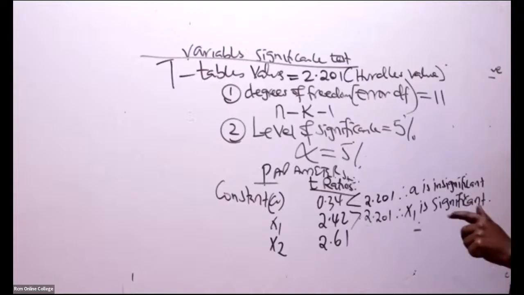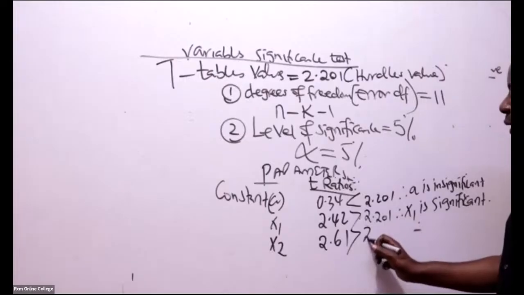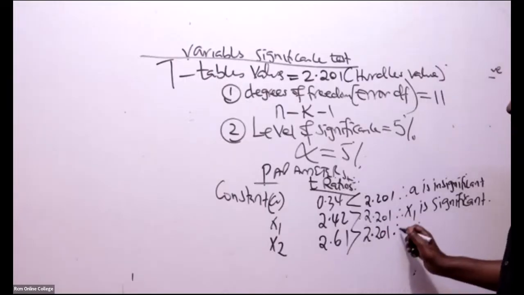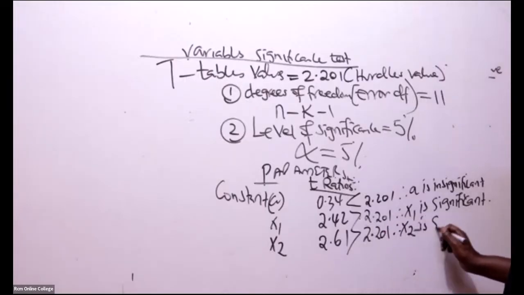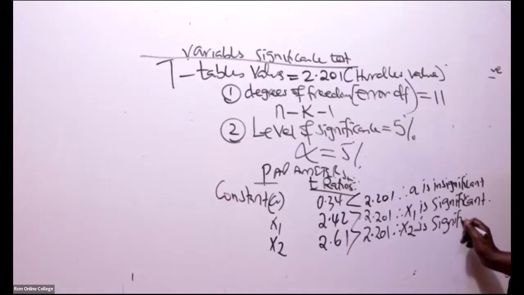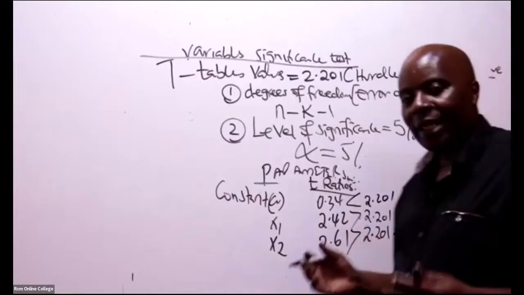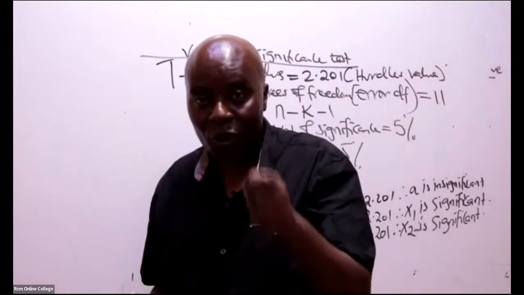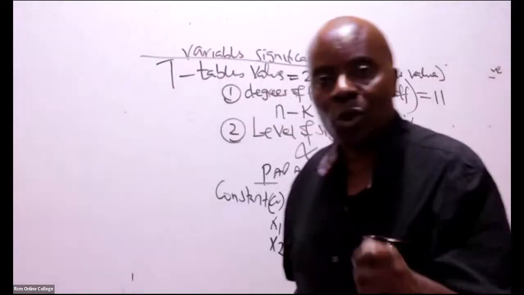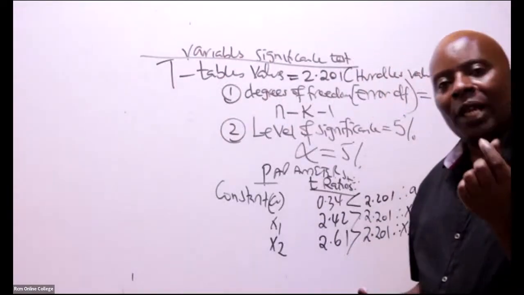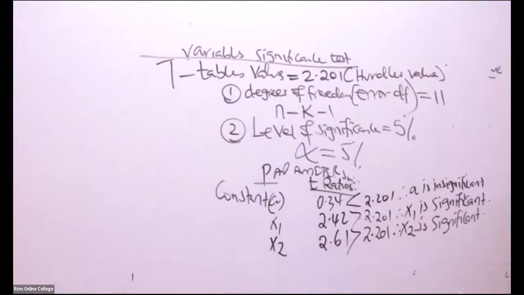All right. Then we have 2.61 for x2, ladies and gentlemen. Again, this is more than 2.201. Therefore, x2 is significant as well. So meaning that generally our model is significant. It's robust for purpose of prediction, except A that is really tiny, that is not significant.